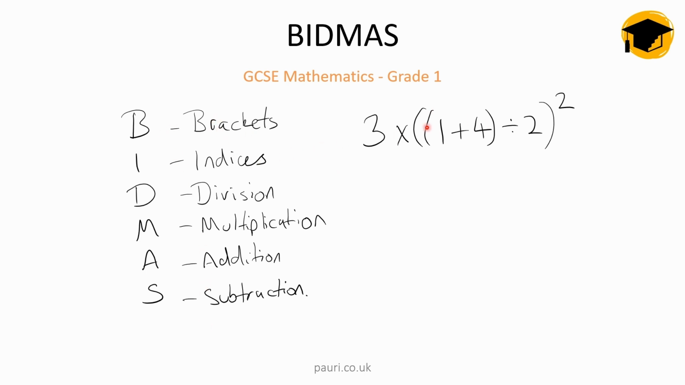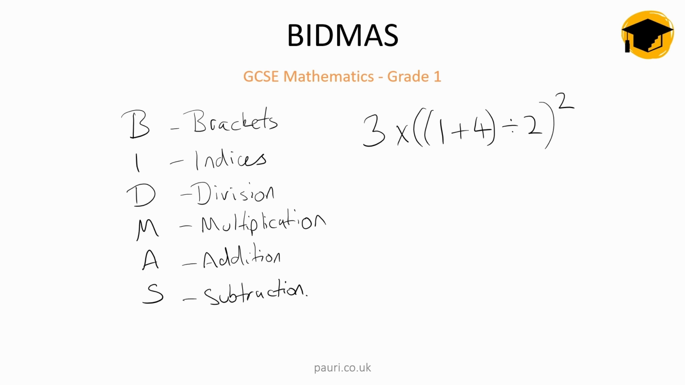Brackets always go first, so we would do these brackets. What's inside the brackets? 1 plus 4 is 5, and then we've got 5 divided by 2, which is 5 over 2. Once we've done all the brackets, we would square it, and then we times by 3. So we'd square it and then times by 3. This will be a lot easier when we go through the questions.